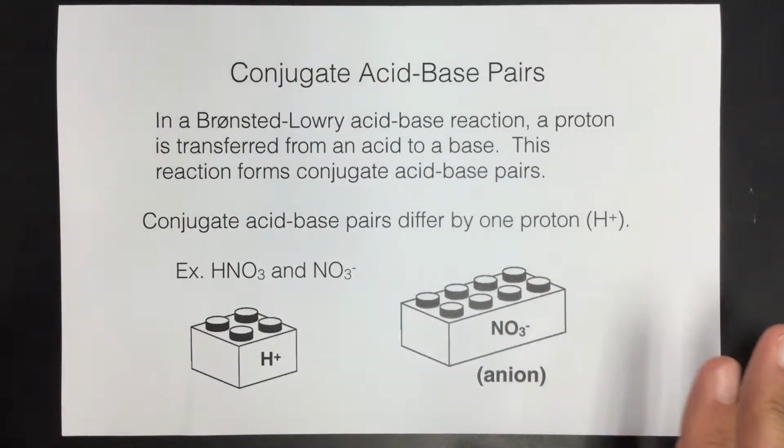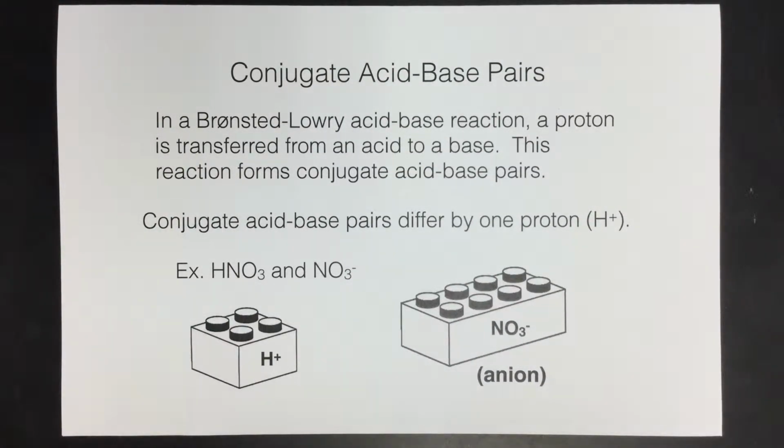But to do the types of problems we're working on, and just to understand Brønsted-Lowry theory, we need to understand this term conjugate acid-base pairs. When we have a Brønsted-Lowry acid-base reaction, all that's happening is that a proton is being transferred from an acid to a base. And by doing this, we create conjugate acid-base pairs. The pairs are only different by a proton. So either it has the H plus or it does not have the H plus.